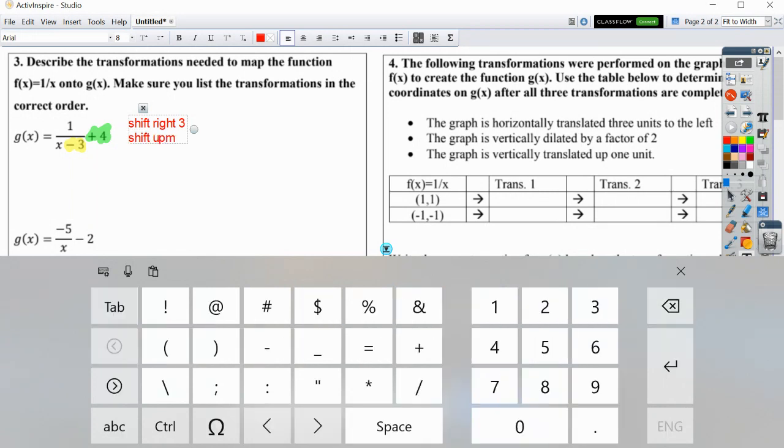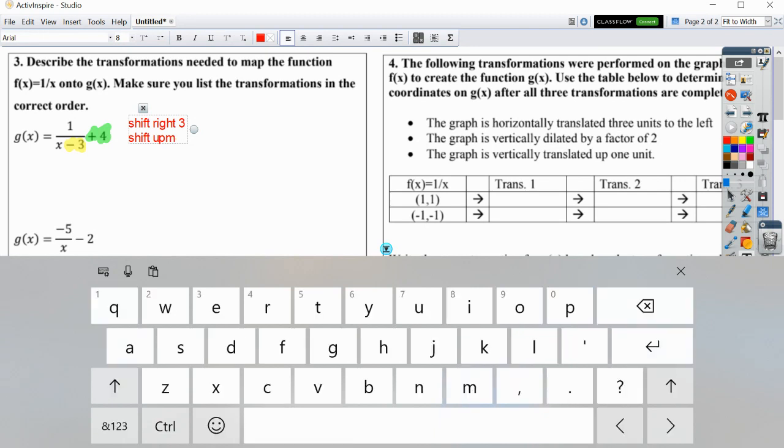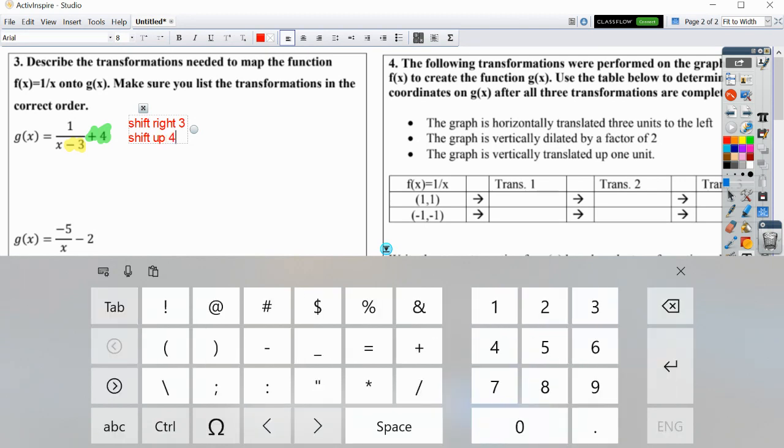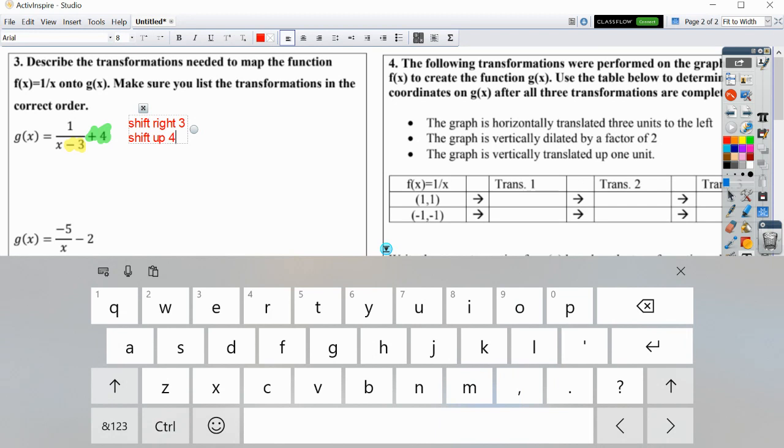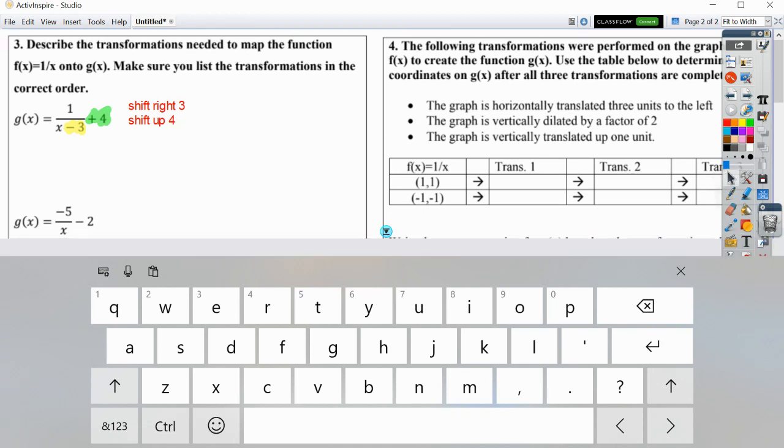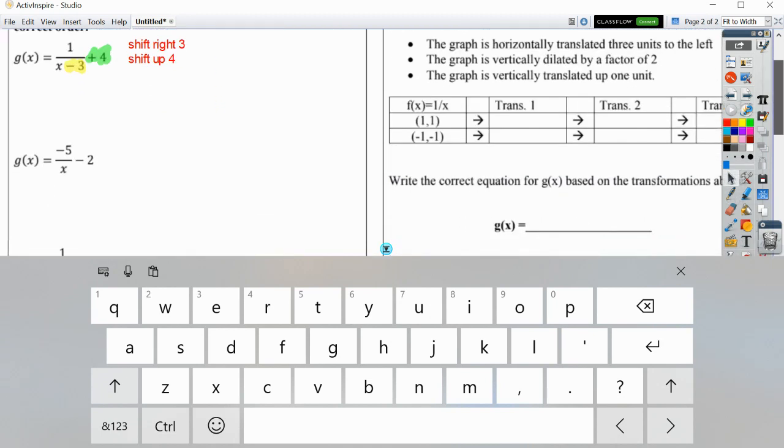I think that one should be pretty doable because the order really doesn't matter. You could have put it in either order. The only thing you could make a mistake on would be saying shift left instead of shift right. So just be careful with that.